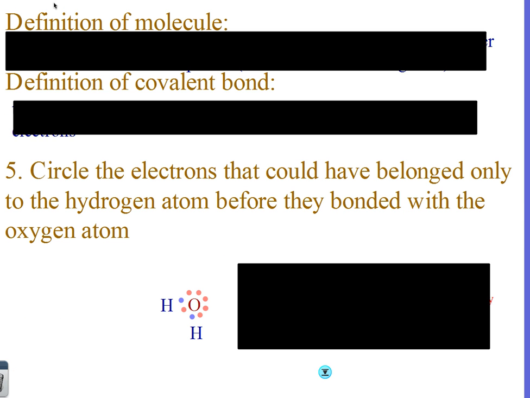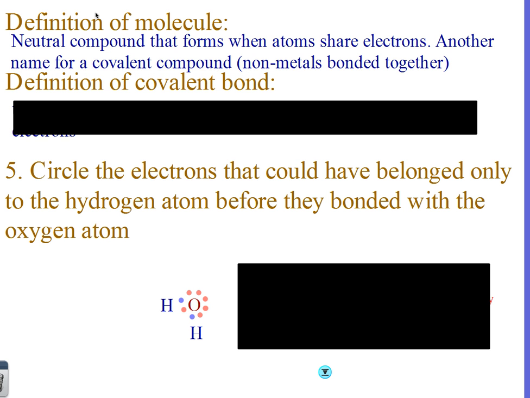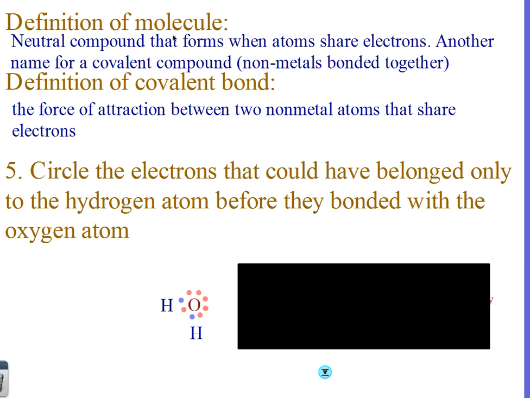very careful with this. All right, definition of a molecule, just to review. Our molecule is a neutral compound that forms when atoms share electrons. A molecule is just another name for a covalent compound: two nonmetals, or more than one nonmetal, bonding together. Our covalent bond is just that force of attraction between two nonmetal atoms that share electrons.